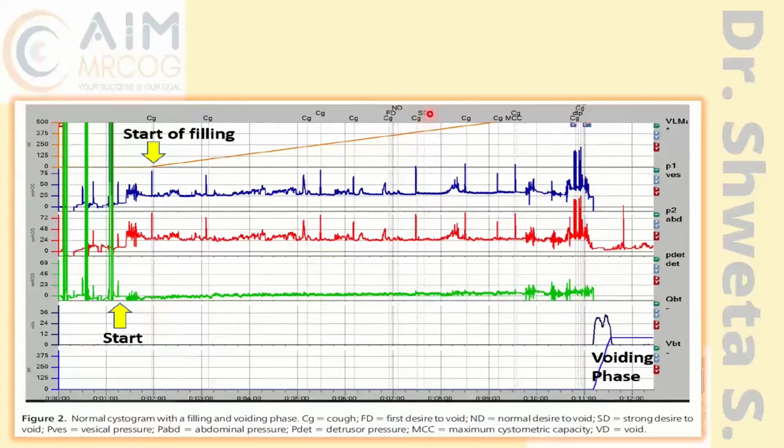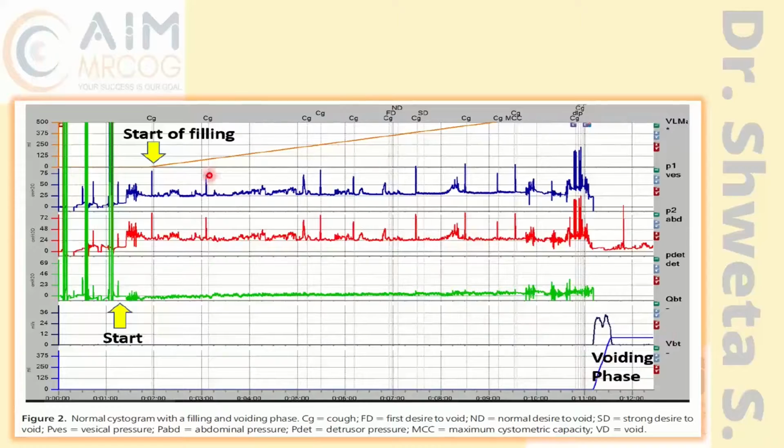Then comes the strong desire. This is the strong desire. If you see, the strong desire is coming above 250, which is also okay. Then the maximum cystometric capacity is coming up to 500. So that is also normal. So if you see, this is a normal cystometry because all our volumes are coming normal and we are not seeing any detrusor contraction. So the detrusor is relaxed while filling, and we are only seeing, while coughing, the abdominal and vesical pressure rising, which we are expecting. So it is a normal cystometry.